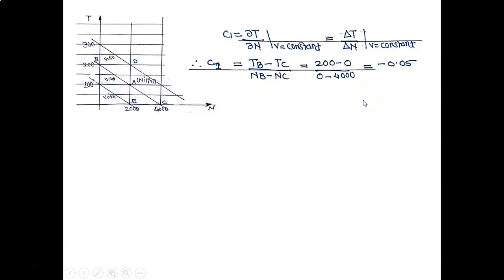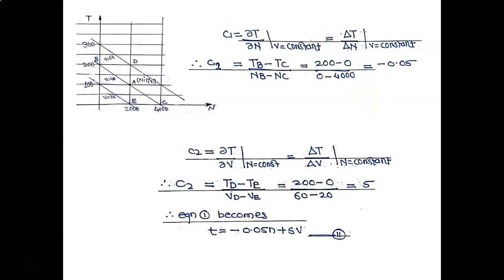Therefore, again C2 is equal to dou t divided by dou v, when n is equal to constant, which is equal to delta t upon delta v, when n is equal to constant. Therefore, what is the constant value of n? 2000, or the mean value of n. Therefore, this DE line is the mean line or constant line.